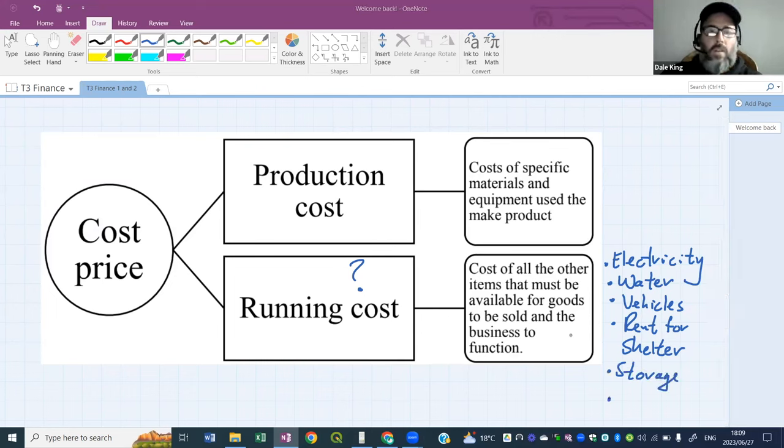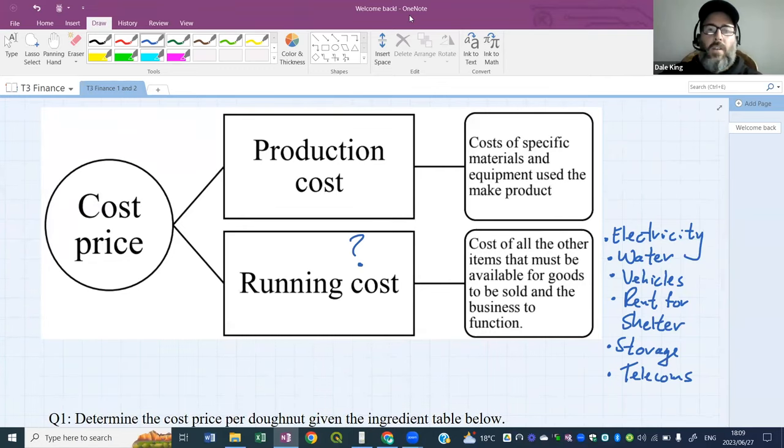Good. And I saw one with telephone. Okay, let's say telecoms. That could be fiber. That could be cell phones. It could be all kinds of things. Very good. Salaries. Yeah, you need, you know, people make these things. You've got to pay these salaries. They don't make themselves, do they?